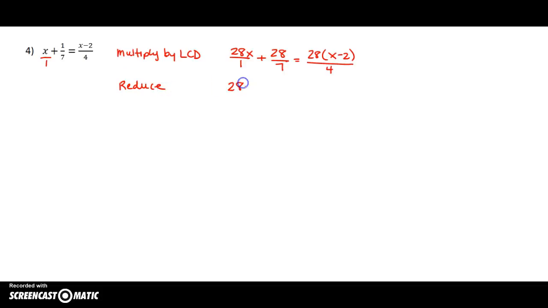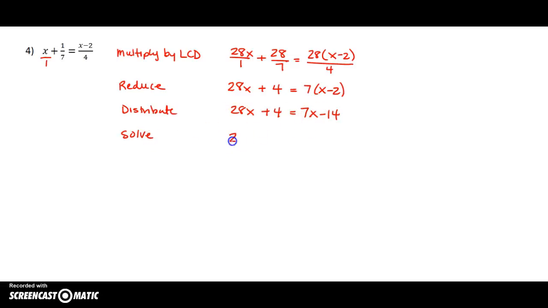Well, 28x divided by 1 is 28x. 28 divided by 7 is 4. 28 divided by 4 leaves you with 7 times x minus 2. And then, in this case, we will distribute. So we have 28x plus 4 equals 7x minus 14. And now we are just going to solve.